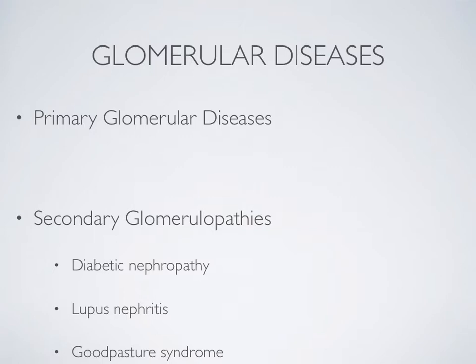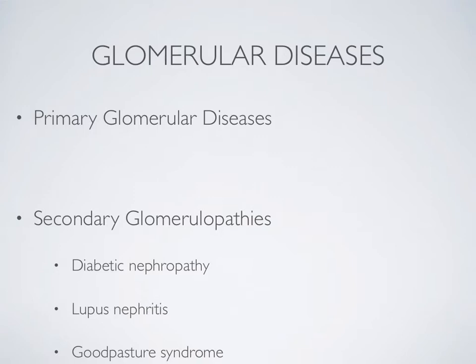Okay, so glomerular diseases are affecting the glomerulus and not the rest of the kidney. And the glomerulus is where the liquid from the blood, the plasma, filters into the urinary space. And we divide glomerular diseases into primary and secondary, although the mechanisms tend to overlap.